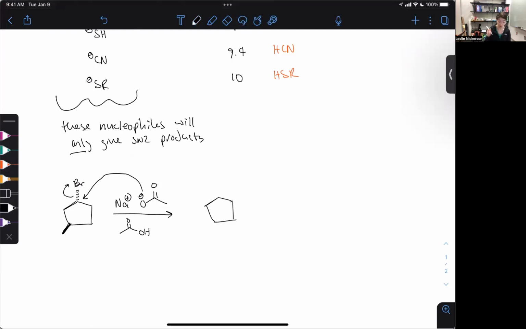Since our bromine is in the back, our acetate's going to come from the front, making it be on a wedge. And now I've got my new product. This is the only product. As soon as I see this, I'm not even going to consider E2 reactions. I'm just going to go for the SN2. Even though this is a secondary alkyl halide, this is what's going to happen.